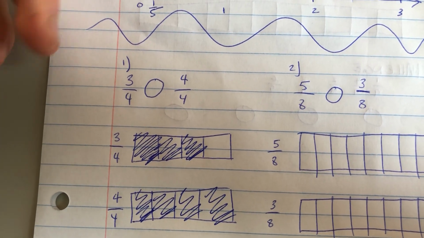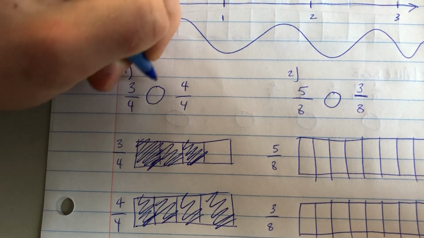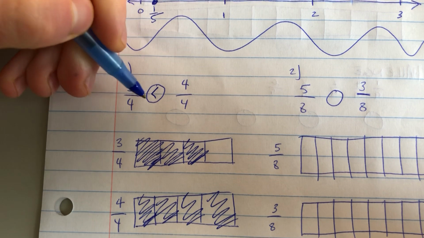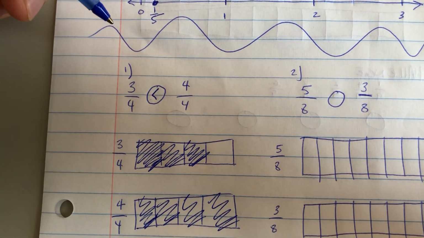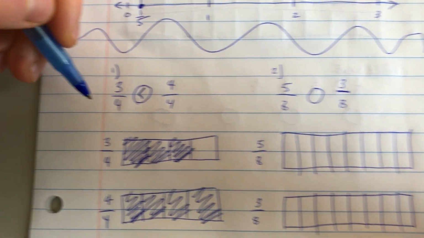Just looking at these bar models, I see that 4/4 takes up more of my whole, which means 4/4 is greater than 3/4. Or if I were to read this, I would write 3/4 is less than 4/4. The gator always eats the greater. 3/4 is less than 4/4.